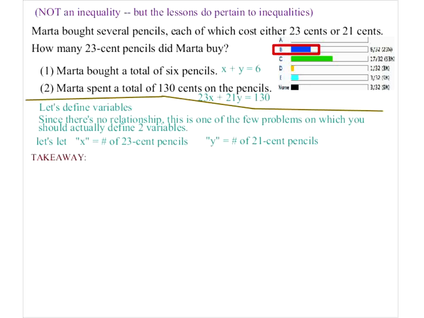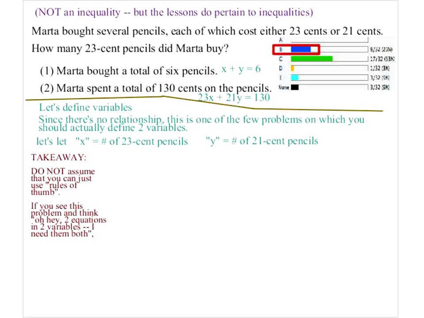Do not assume that you can just use rules of thumb. Okay, if you see this problem and think, oh hey, two equations in two variables, I need them both, you will get it wrong. And this will happen a lot.